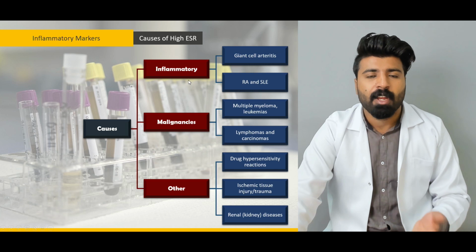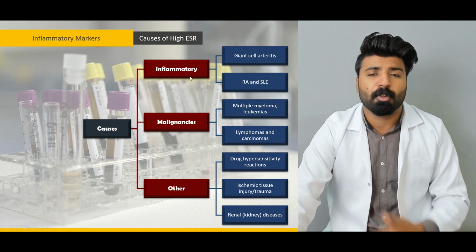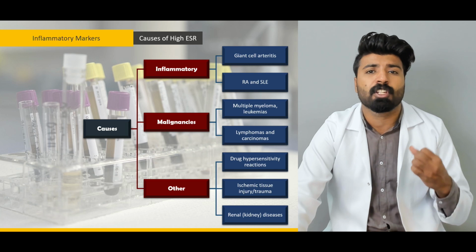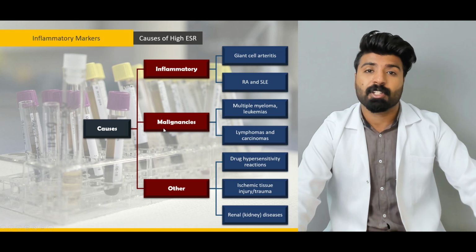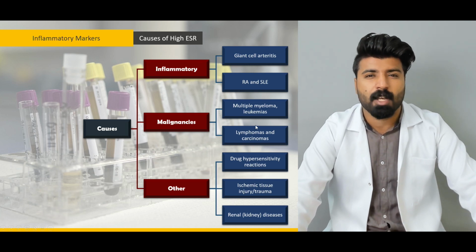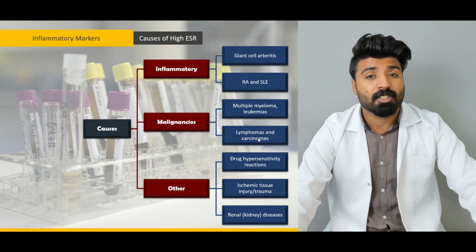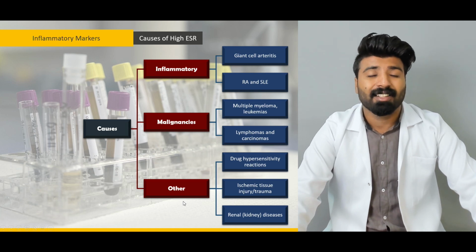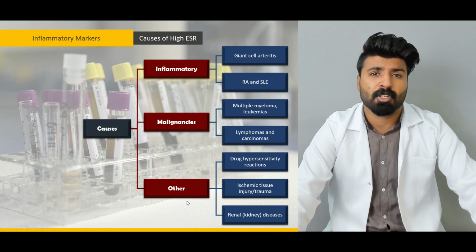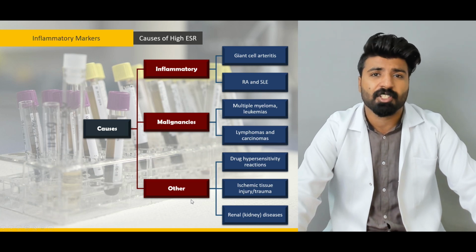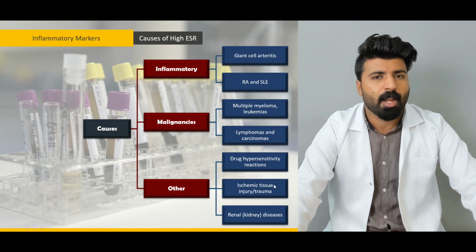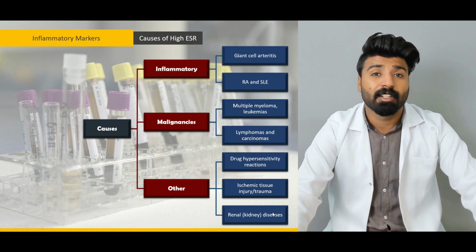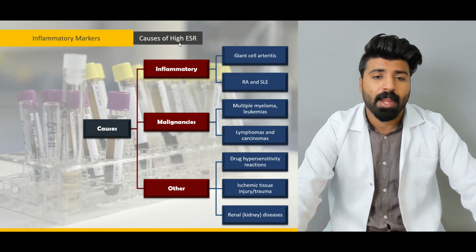If it's inflammatory, it can be giant cell arthritis, rheumatoid arthritis, or systemic lupus erythematosus, which is basically an autoimmune disease. Then in malignancies, the patient is suffering from lymphomas, leukemias, or carcinomas. What others include drug hypersensitivity reactions. The patient took some drug and had this hypersensitivity reaction, the patient will have high ESR levels. Next on, there's ischemia of the tissue or injury or trauma like myocardial ischemia, or any renal diseases involved, that will also lead to high ESR.